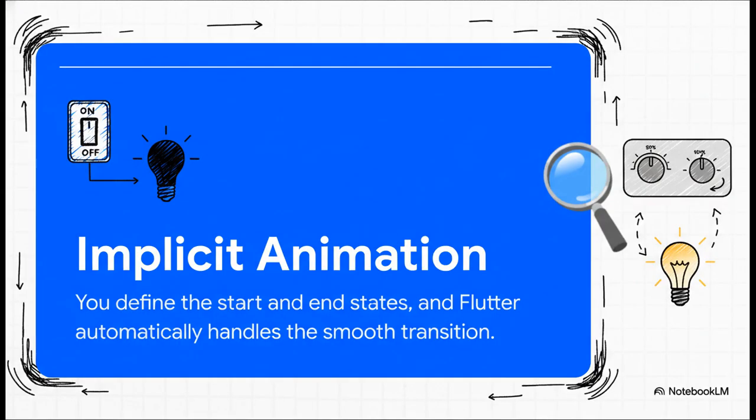Okay, think about it like this. A normal light switch is just on or off, right? Click. It's a sudden static change. But an implicit animation, that's like a dimmer switch. You don't just flick it on, you tell it to go from, say, 10% brightness up to 100%. And the dimmer itself smoothly handles that transition. Well, Flutter does that exact same thing, but for your widgets.